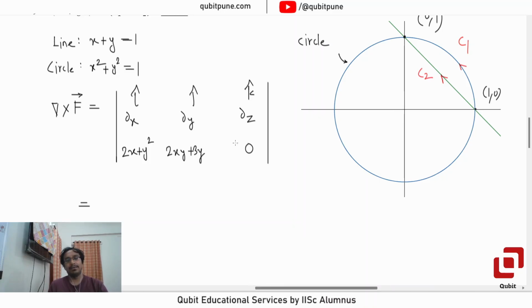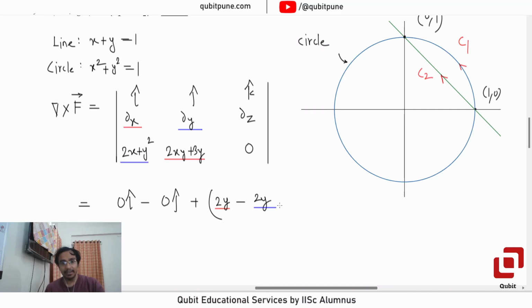I cap into partial 0 with respect to y minus partial 2xy plus 3y with respect to z, so 0 i cap, minus partial 0 with respect to x minus partial derivative of 2x plus y squared with respect to z, so 0 j plus, now this is important, partial derivative of 2xy plus 3y with respect to x is not 2x, it's 2y, right, because the derivative of x is 1, minus partial derivative of 2x plus y squared with respect to y, 2x's derivative is 0, y squared's derivative is 2y, and what do you find there?